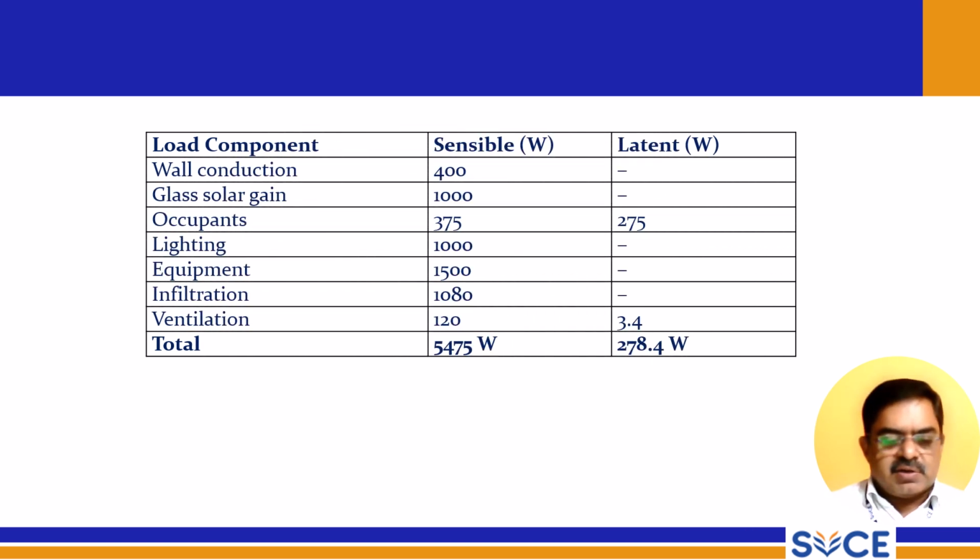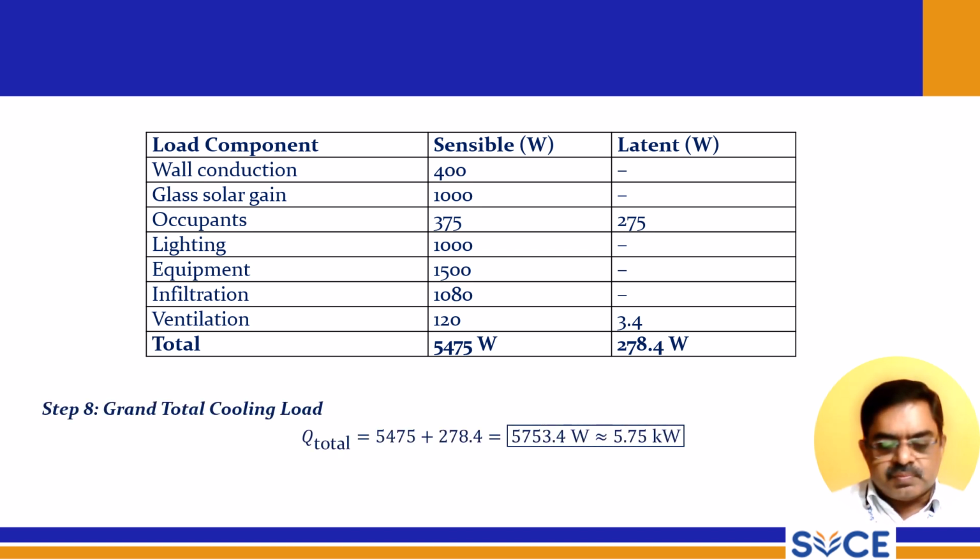So the summary here, the load components, sensible: wall conduction, glass solar gain, occupants, lighting, equipment, infiltration, ventilation. The total sensible heat gain here is 5475 watts, whereas the latent is 278.4 watts. Whatever we have calculated should be tabulated and the total calculated. Grand total cooling load equals 5475 plus 278.4, so that is equal to 5.75 kilowatts.